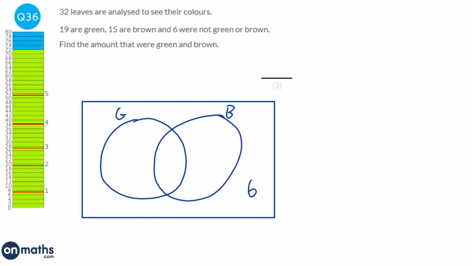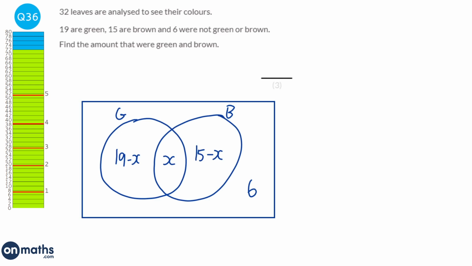We're told that 19 are green, but we don't know which, either they're in here or a bit of both. So what we can do is label the center X, and we can say that there are 19 take away X just green, because they could have been both green and brown. And for the brown we can do the same, so it'd be 15 minus X.